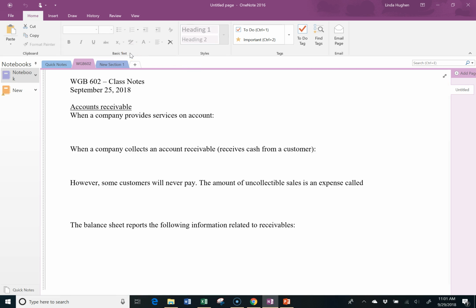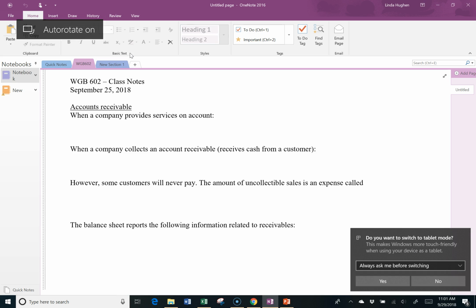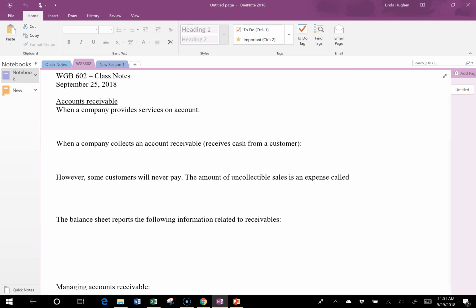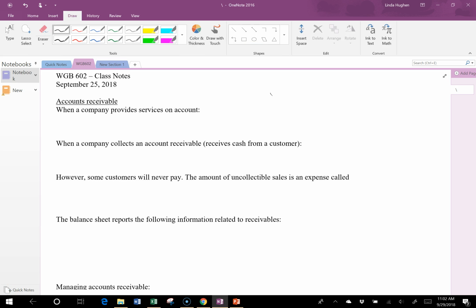Let's start with accounts receivable. When a company provides services on account, what happens to the financials? That's what we're focused on. Well, providing services means that the company is earning revenue, and on account means that cash was not received. Instead, the company sold and earned revenue, and from the customer it obtains a right to receive cash in the future.